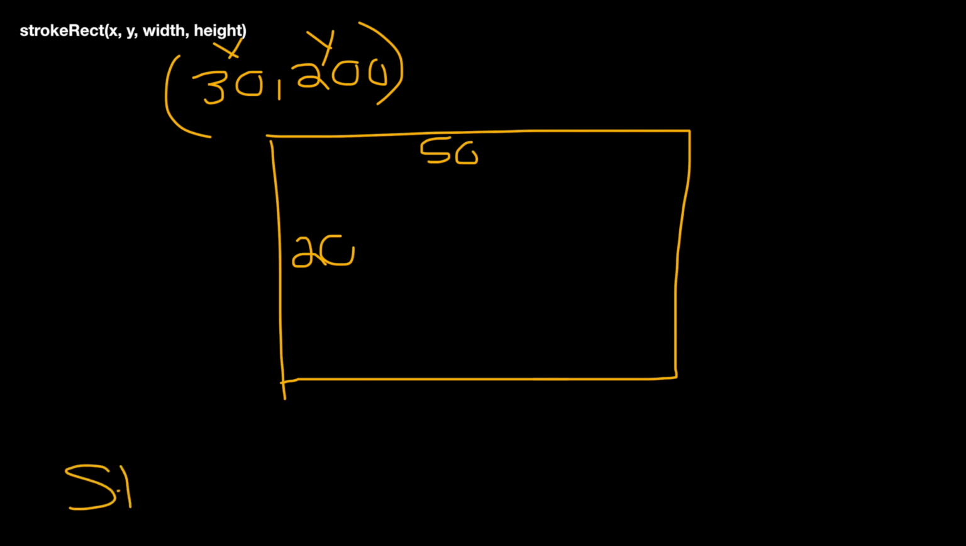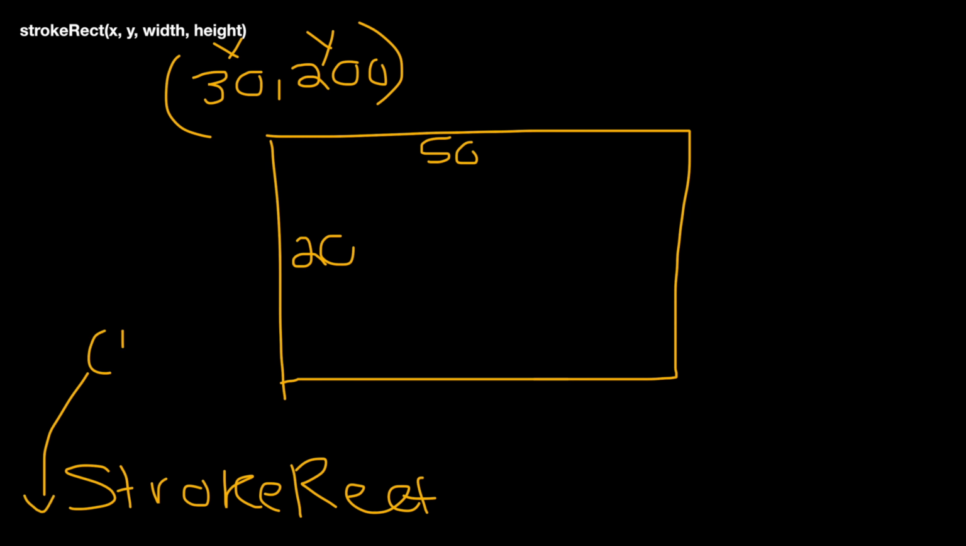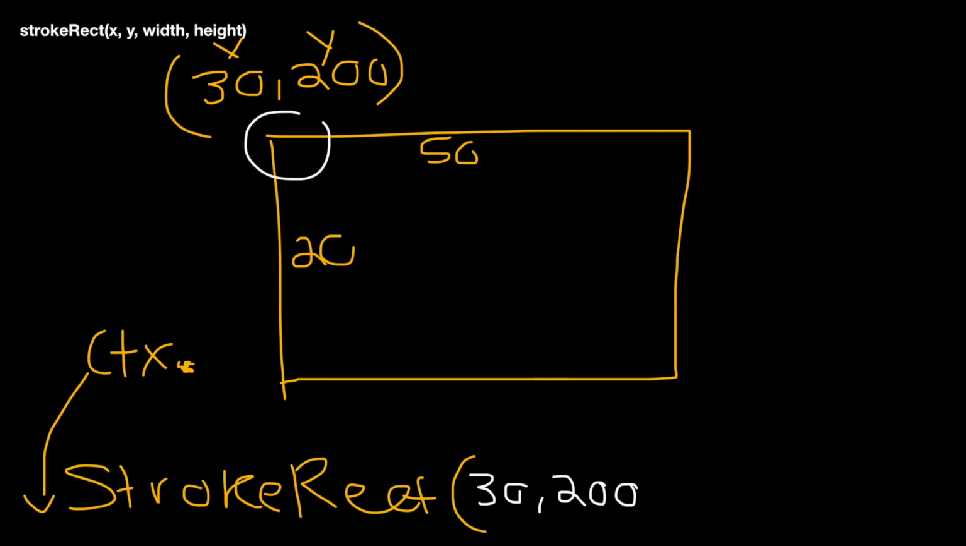First of all we declare the command strokeRect. But there goes something before this, if you remember, and that's our ctx, our context, and a period, because we're attaching a method to it. Then we define our x and y, so 30, 200. The x and y apply to where this point starts. Then we want our width, which is 50, our height is 20, and then we close our parentheses.